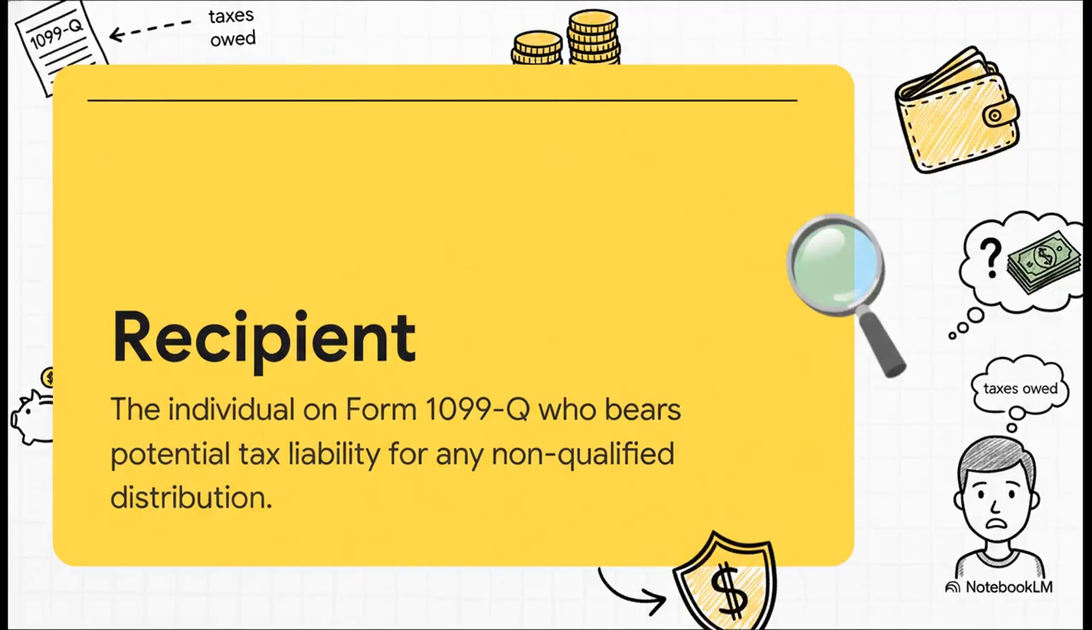Now, one of the most critical, absolutely crucial fields on that 1099-Q is who's listed as the recipient. This is way more than just a name and an address. This designation literally determines who is legally responsible for any taxes owed if some of that distribution isn't qualified.